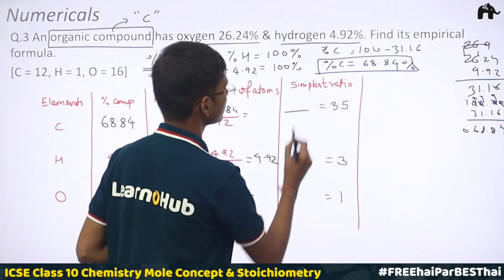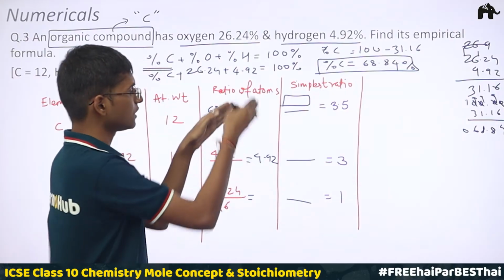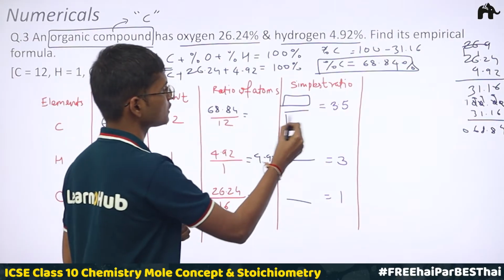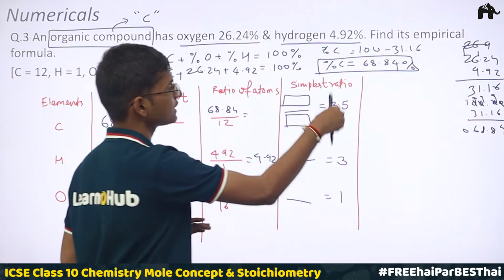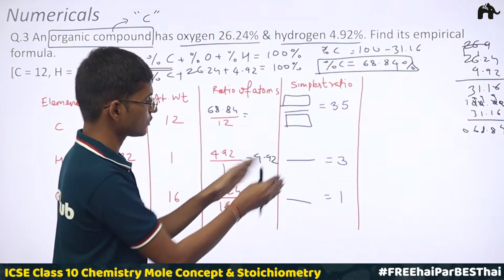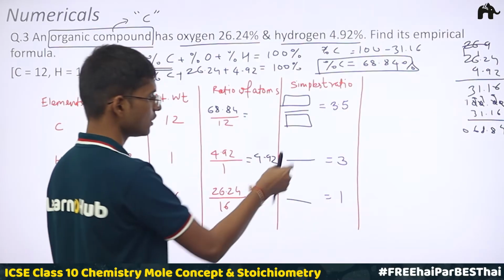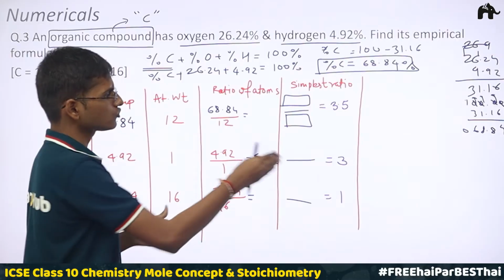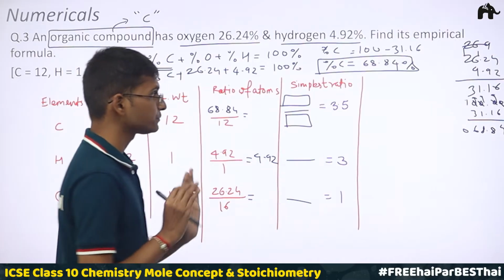Then you know how to find the simplest ratio, right? The answer which you are getting, just take it in the numerator. Out of these three answers, take the smallest one in the denominator, solve it, and you would get the answer. So the final answer I have written is 3.5 in this case. Same way, follow the same process for hydrogen and for oxygen as well. Understood? Then you would get 3 and 1 for hydrogen and oxygen respectively.